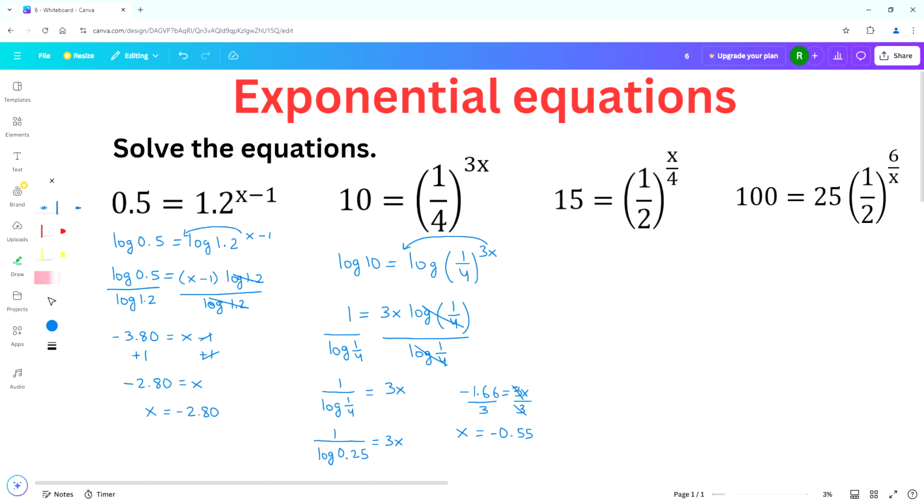Now we can solve the third equation. 15 equals 1 over 2 to the power x over 4. We have to find the value of x, and x is the exponent on 1 over 2. We should bring down the x from the exponent. For that we have to use logarithms. We should apply log to both sides.